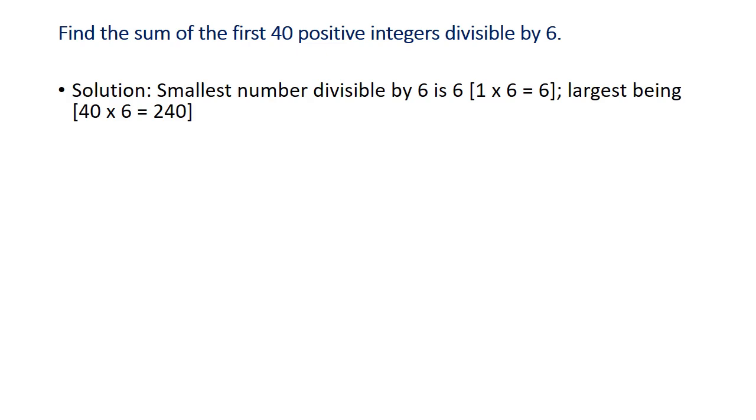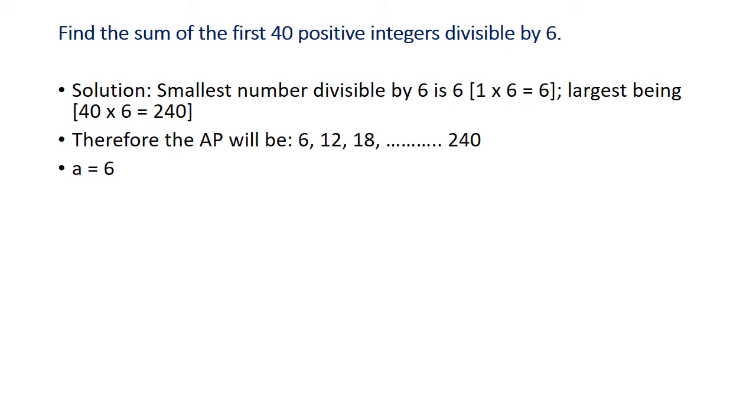I am writing that, look. The smallest number divisible by 6 is 6. 1 into 6 is 6. The largest number is 240, 40 into 6. Yes, alright. So the AP will become 6, 12, 18, up to 240. A is equal to 6, D is A2 minus A1, that is 6.